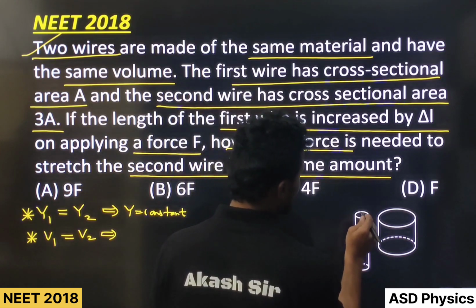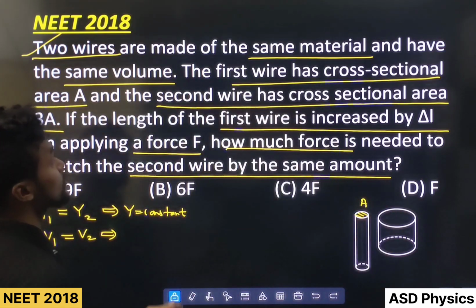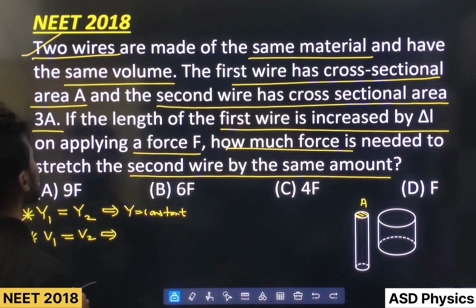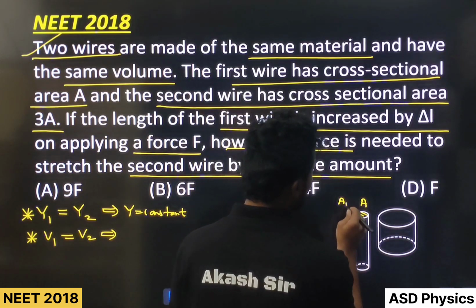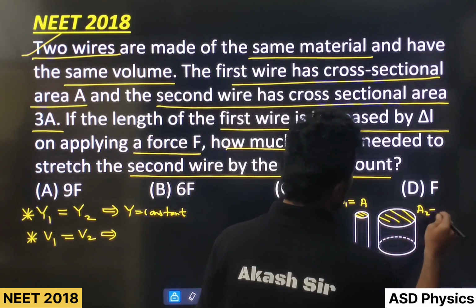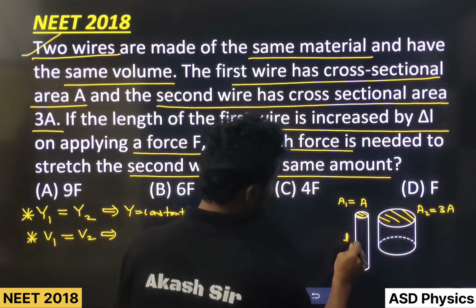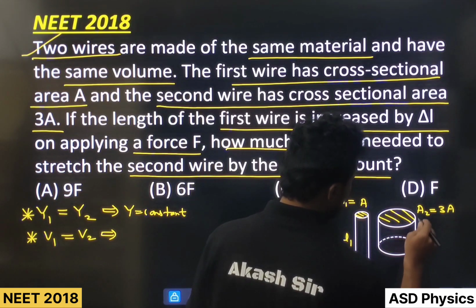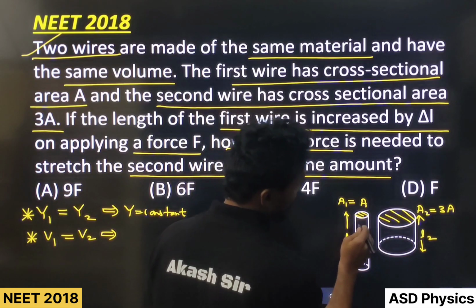Let's take this one having cross-sectional area A. In the question they told us the first wire has cross-sectional area A and the second wire has cross-sectional area 3A. So A1 equals A, and this wire is having cross-sectional area 3A. Let's take this length as L1, and this one is having length L2.